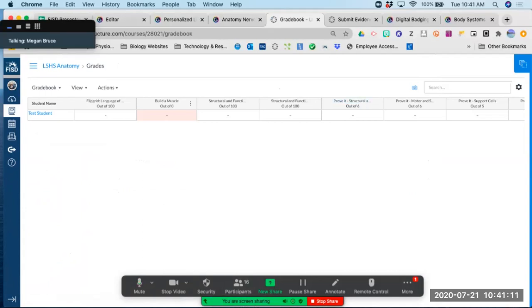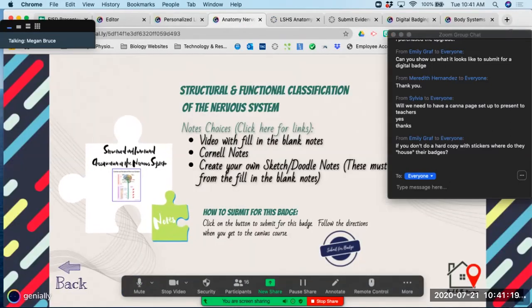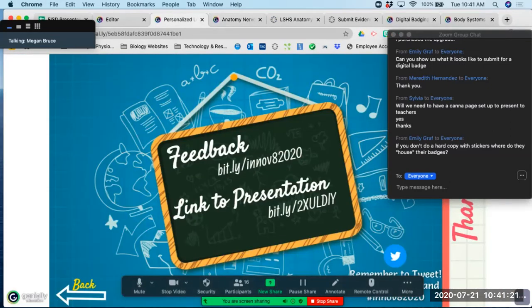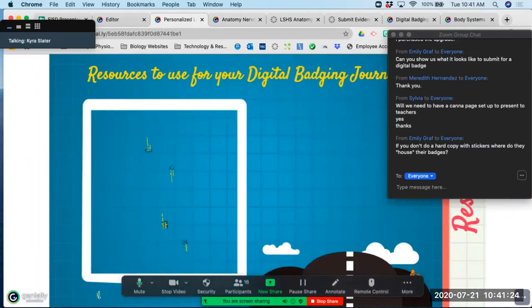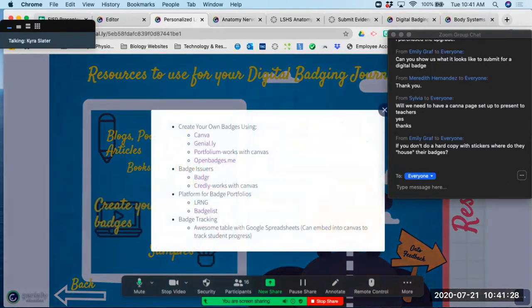So someone said, if you don't do a hard copy with stickers, where do they house their badges? Like my teacher's one, I have a leaderboard, and it has their name and how many badges they've completed. You can have them include that on the resources for you guys creating your own badges. Megan used Awesome Table with Google Spreadsheets. And that works. Oh, sorry, Megan, go ahead. No, I was going to say that works great.